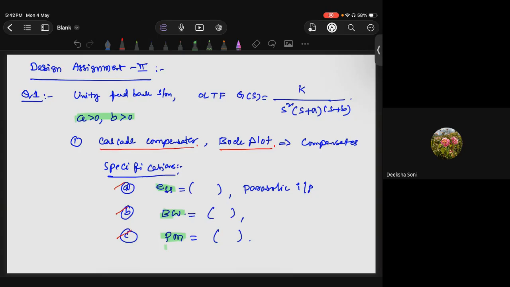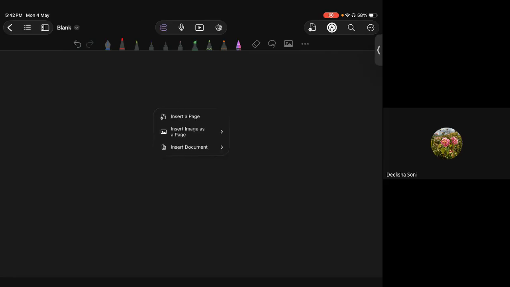So first of all, let us consider some sample values. Let's say A is equal to 16, B is 22, ESS is 0.025, bandwidth is 31.69 radians per second, and phase margin is 38 degrees. Whatever values you have, you can replace those values. Now we'll see how to design this cascade compensator.